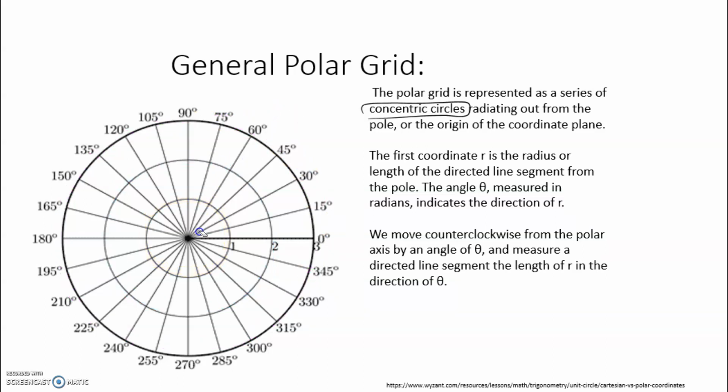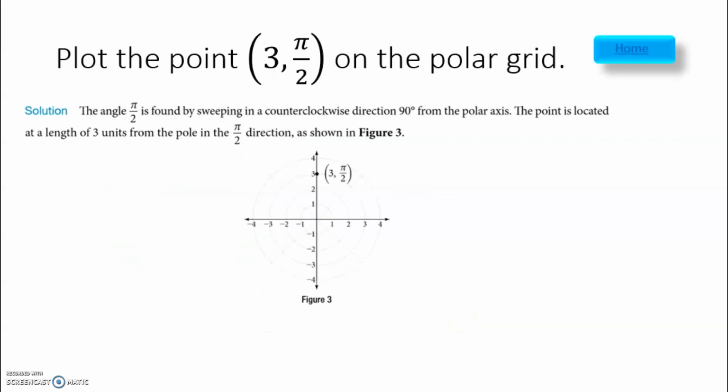Okay, so to find a coordinate, say this one right here, well, I know that I'm on the second radius, but then look at what angle I'm at, 45. So at that point, that would be 2, 45 degrees.